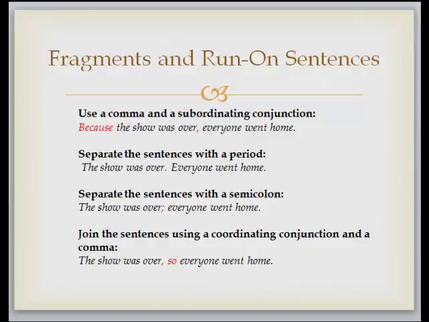We have the show was over, right? We have the show being our subject. What's the show doing? Well, it was over, right? So the show was over is a complete sentence. The same with the second part, everyone being our subject. What did everyone do? Everyone went. So we have our subject as everyone, and our verb as went, which is a complete sentence. So now: the show was over, period. Everyone went home. Two complete sentences, problem solved, right?